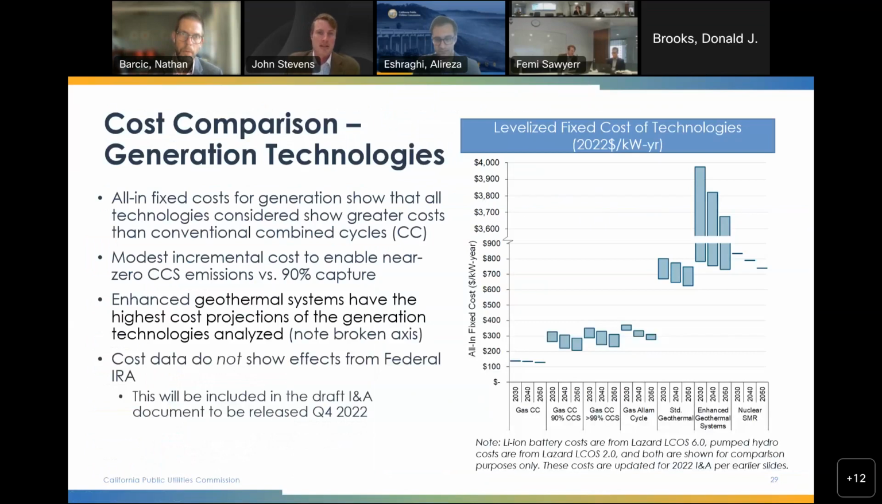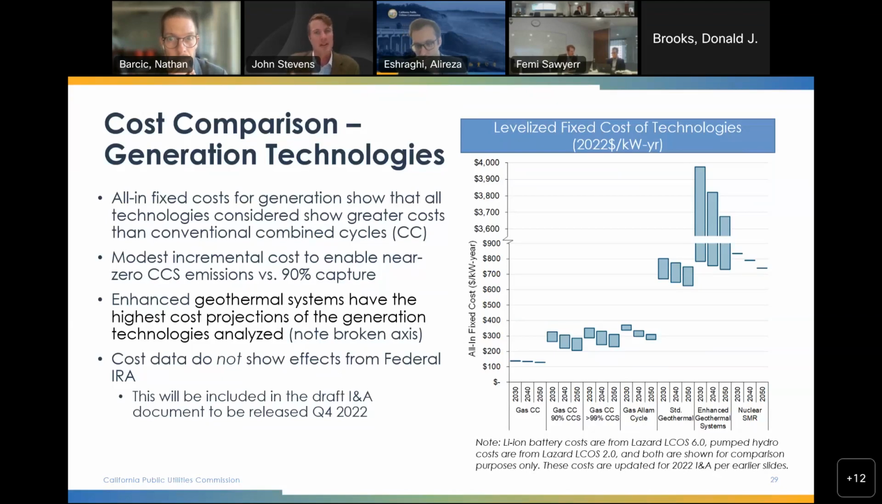So in the next 2 slides, I'm going to show just some comparisons between the generation and the storage technologies on a levelized fixed cost basis. So again, this is not capital cost. This is an annualized cost per kW. In this plot on the bottom right, you can see that we compare traditional gas combined cycles in the far leftmost column to not only different kinds of gas combined cycles with CCS, but also the Allam cycle.